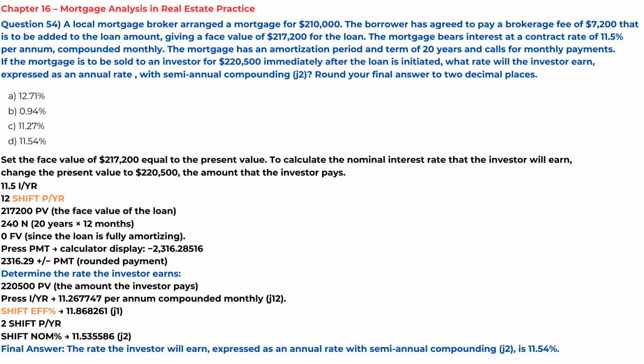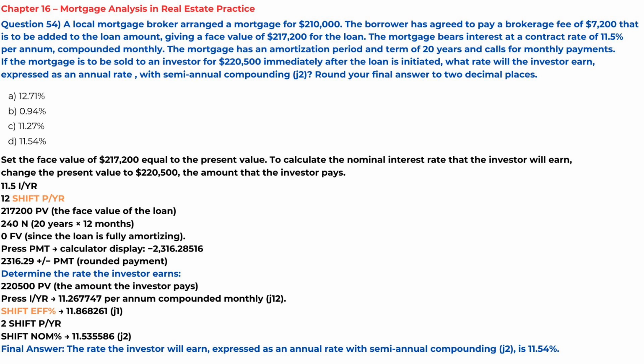Set the face value of $217,200 equal to the present value. To calculate the nominal interest rate that the investor will earn, change the present value to $220,500, the amount that the investor pays. Enter 11.5 and press I/YR, 12, Shift P/YR. 217,200 PV, the face value of the loan. 240 N, 20 years times 12 months. 0 FV, since the loan is fully amortizing. Press PMT, calculator displays negative 2,360.2856. Then press plus/minus sign and PMT, rounded payment.